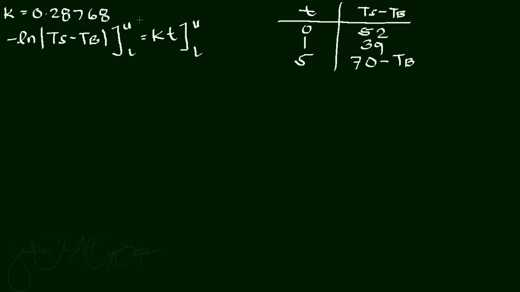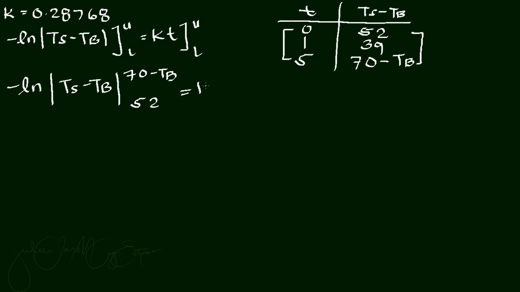Okay, so if that is our constant and that is our working equation, let us substitute this one. So this will be our limits now. That is for Ts minus Tb, and this is for T. So let us substitute that, our requirement. So that is Ts minus Tb. Our upper there is 70 minus Tb, and our lower there is 52. And that is equal to K times T. So that is from 0 to 5. Okay, that is the limit.